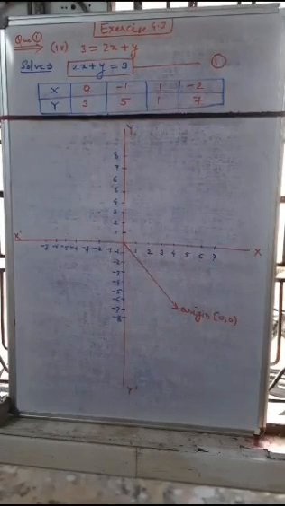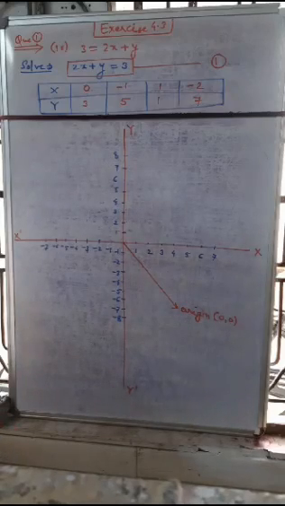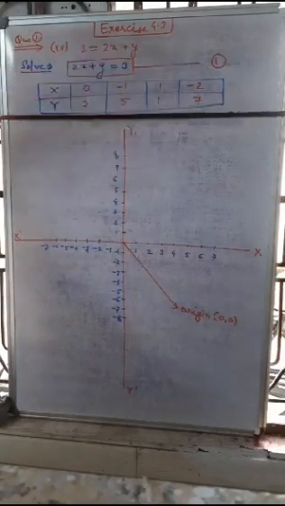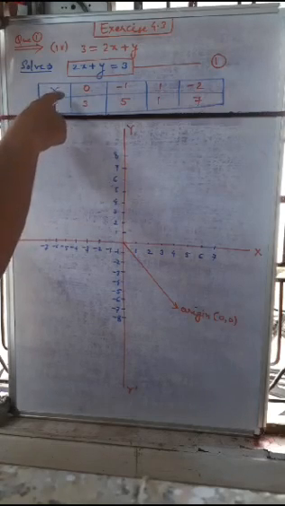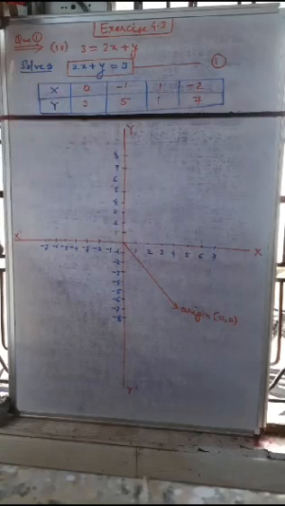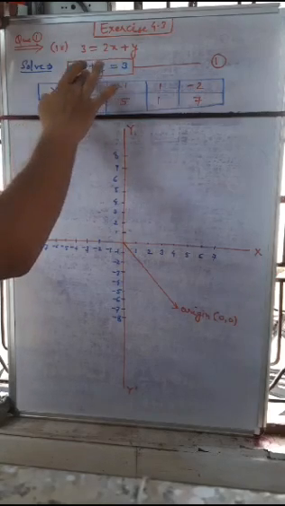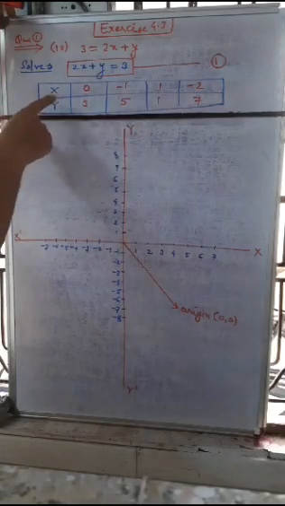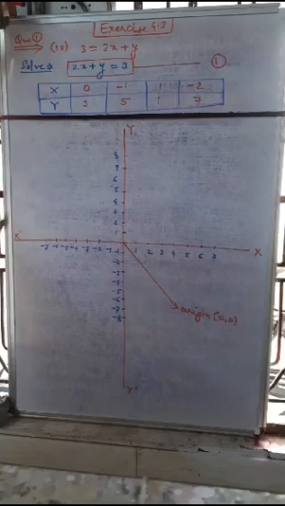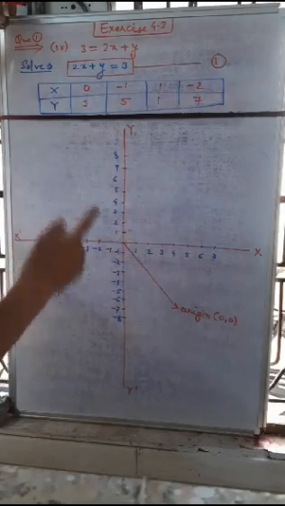Students, now we will draw the graph of the given equation 2x plus y is equal to 3. So this is equation number 1. We have assumed a value of x or y, put the value in the equation, and we get the other in the next step. So it is the construction of the table. Having constructed the table, we need to draw the graph.